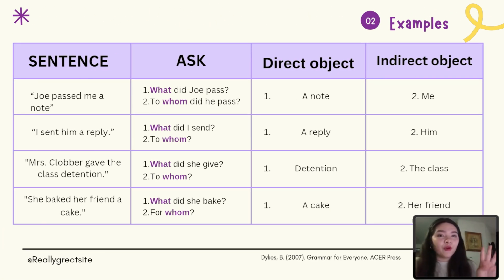Example number 4. She baked a cake for her friend. Ask, what did she do? She baked a cake. That is the direct object. To whom? Her friend. That is the indirect object.